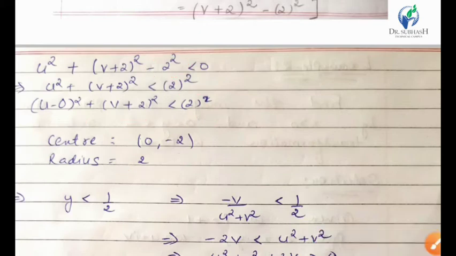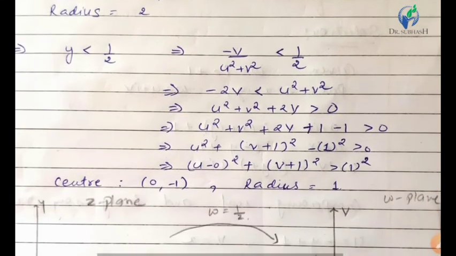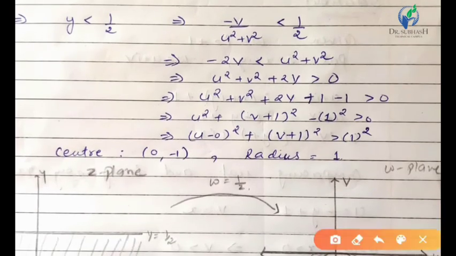Now we will take the second part of the given equation. The second part is y less than 1 by 2. Again, in the obtained value of y, we will substitute here minus v upon u square plus v square. Almost the procedure is the same. Again we will do the same cross multiplication. So here it will be minus 2v less than u square plus v square. Taking minus 2v to the other side, we get u square plus v square plus 2v. It will be greater than 0.